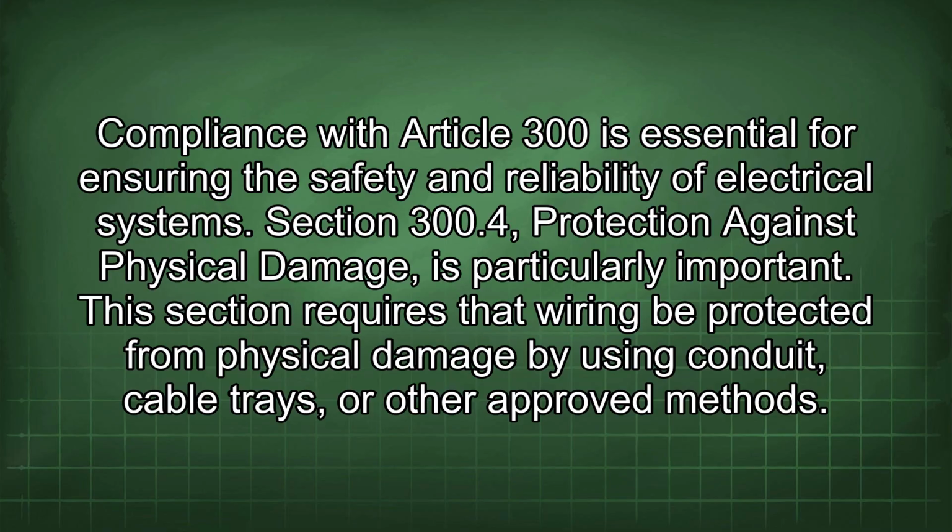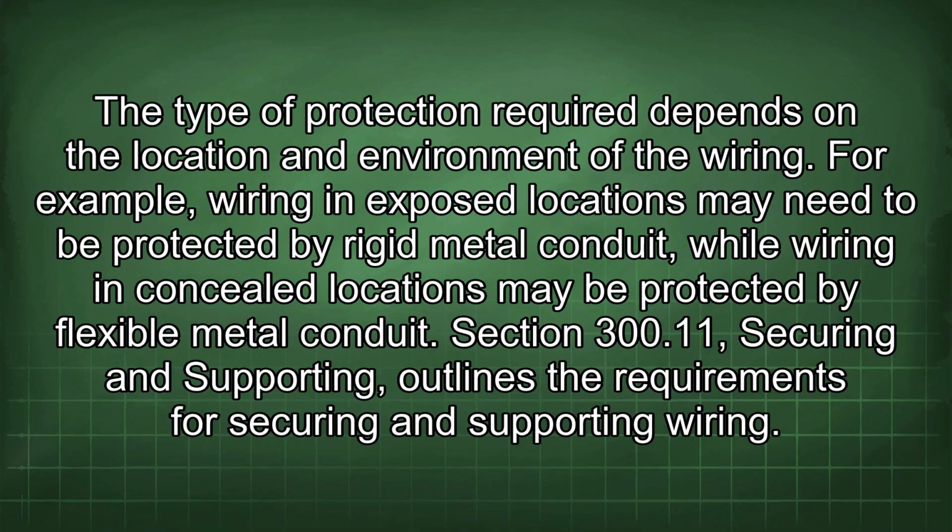Section 300.4, Protection against physical damage, is particularly important. This section requires that wiring be protected from physical damage by using conduit, cable trays, or other approved methods. The type of protection required depends on the location and environment of the wiring. For example, wiring in exposed locations may need to be protected by rigid metal conduit, while wiring in concealed locations may be protected by flexible metal conduit.